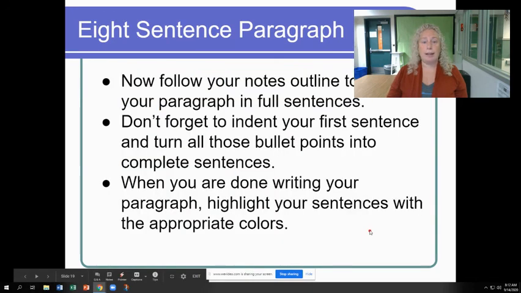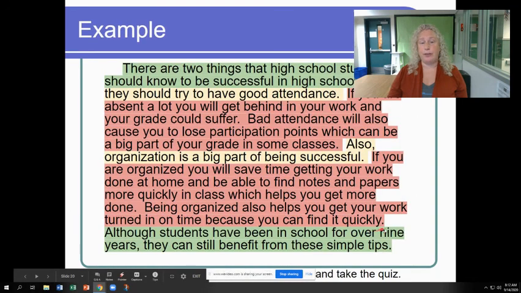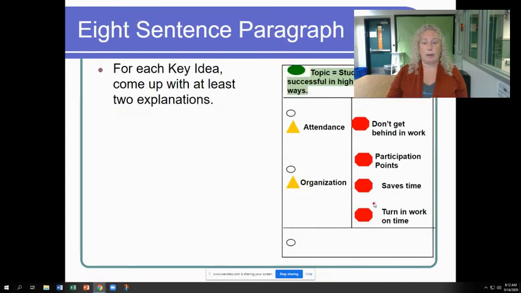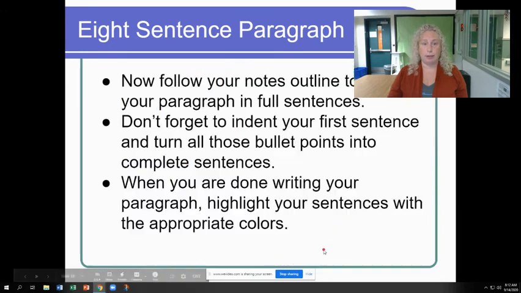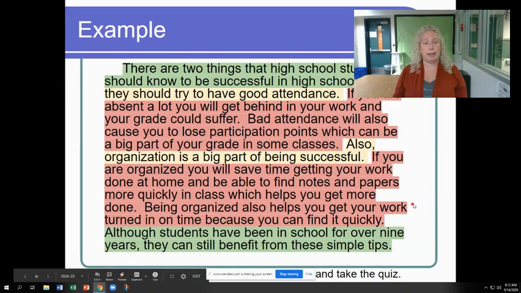So when I write this out into full sentences, it looks like this. Let me go back here. When I write this out into full sentences, I'm going to start here with my topic. Then I'm going to go to my first key idea. Then I'm going to explain my first key idea. Then I'm going to give my second key idea. Then I'm going to explain my second key idea. And then I'm going to give my conclusion. So when I write that out, it looks like this.